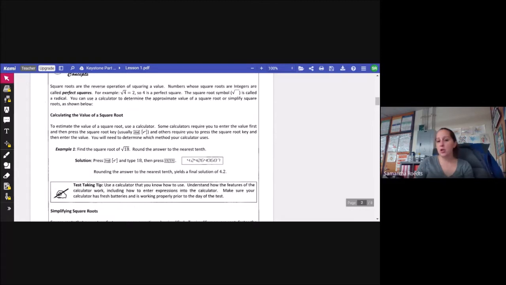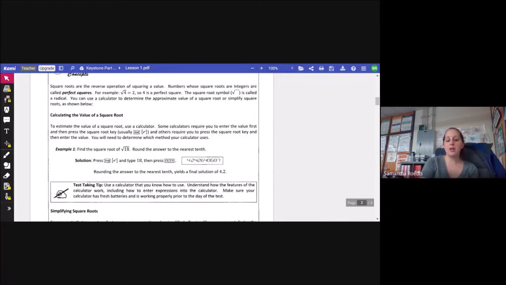You can use a calculator to determine the approximate value of a square root, or simplify square roots as shown below. So when we're estimating the value of a square root, I can use a calculator. Some calculators require you to enter the value first and then press the square root key, usually second and then the radical sign. Others require you to press the square root key and then enter the value. You will need to determine which method your calculator uses. Most of the calculators you'll be using will use the second method, where you hit the square root and then you hit the number.